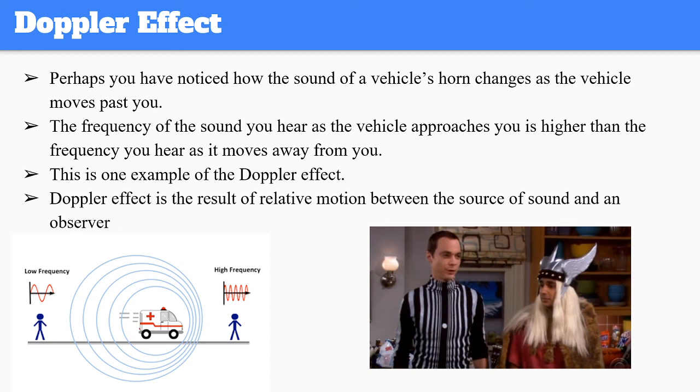All right, Doppler effect is the next thing. It is basically the relative motion between two things, and one of them is the source of the frequency, the sound. The other is the observer. So if there's a relative motion between those two objects, then you are going to have the Doppler effect. In The Big Bang Theory, actually, there was one episode that they were talking about this.